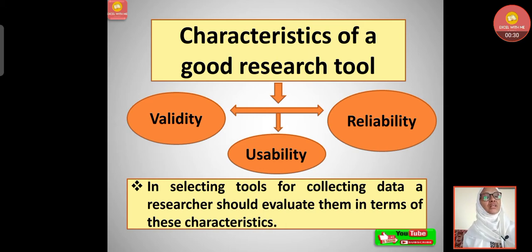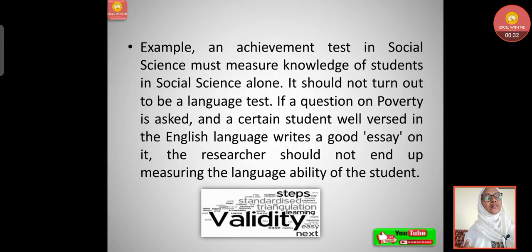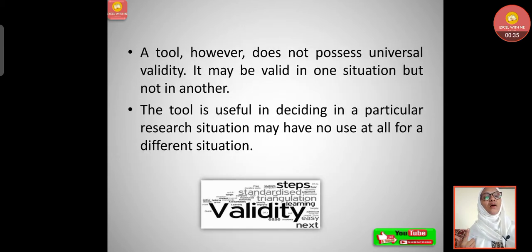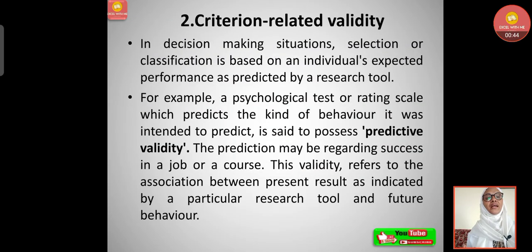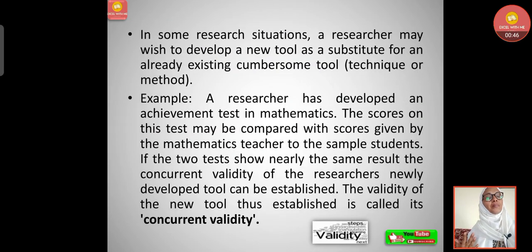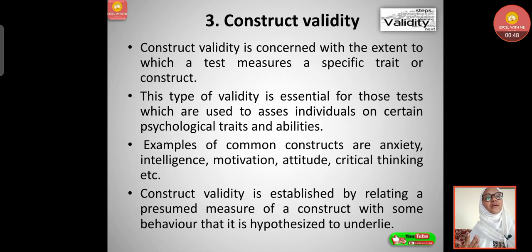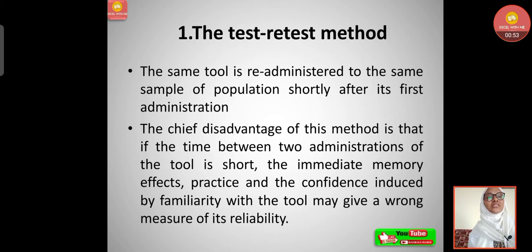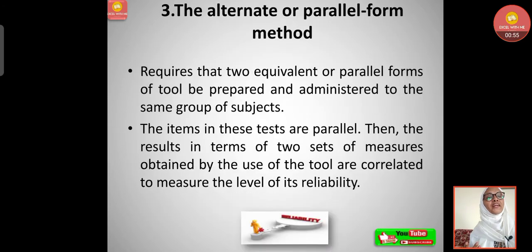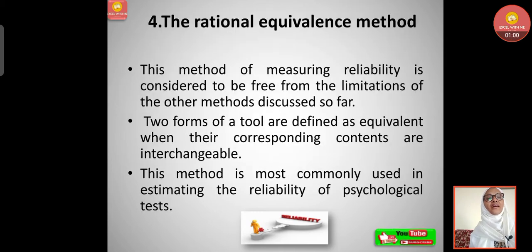Already we have understood clearly about both the characteristics. Validity, what are the types of it, that is content validity, criterion related validity and construct validity. And also we have understood about reliability. What are the methods of reliability we have understood, that is the test-retest method, the split half method, the alternate or parallel form method, and then the rational equivalence method.